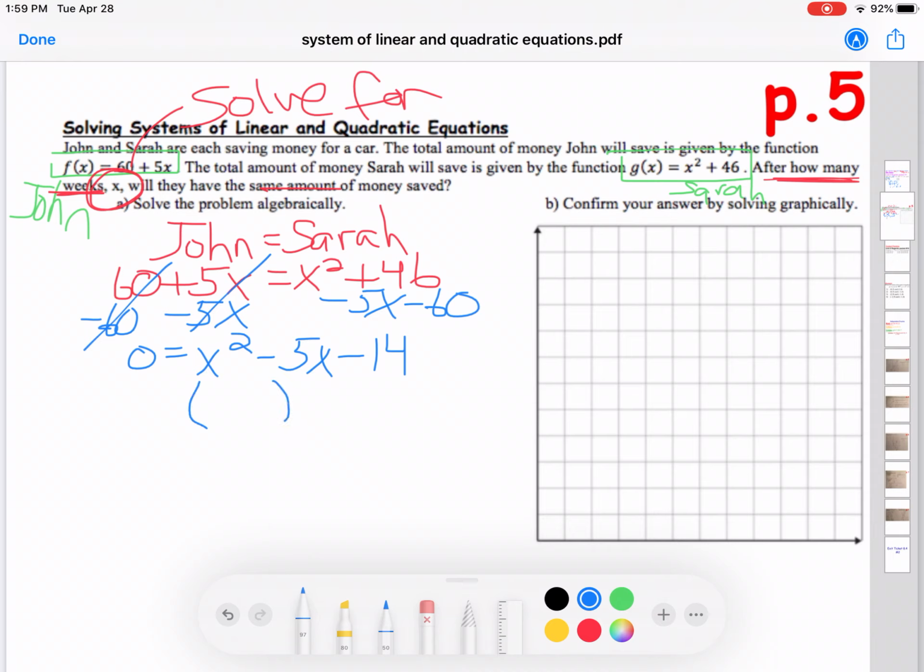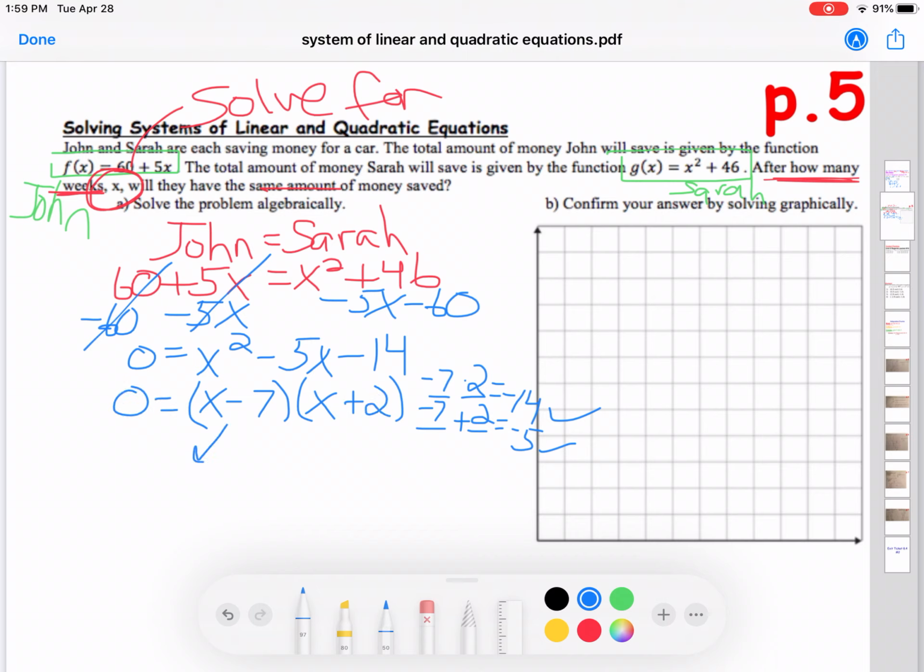I'm going to set up both of my parentheses starting with an x. And we want to know here what two numbers multiply to give us c, which is negative 14, and add to give us b, which is negative 5. So the two numbers that we should be using here are negative 7 and positive 2, because negative 7 times 2 is negative 14, and negative 7 plus 2 is negative 5. So lucky for us, this expression can be factored. Let's go and fill in those two numbers that we got.